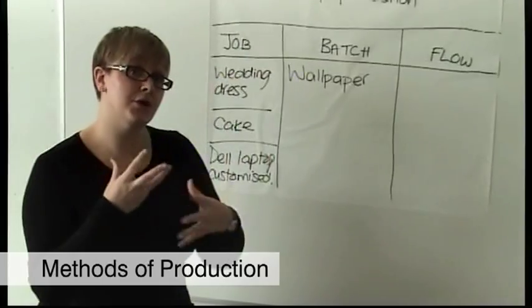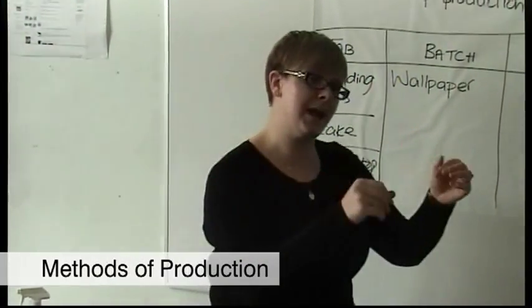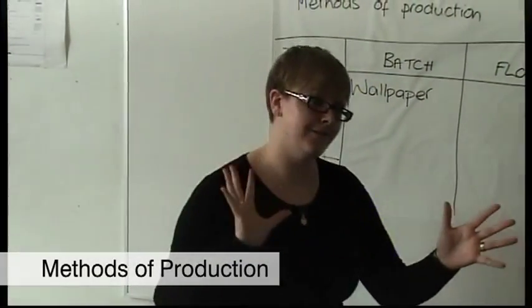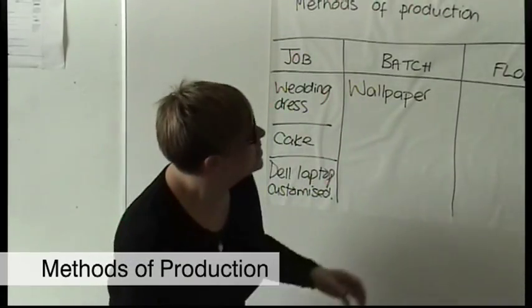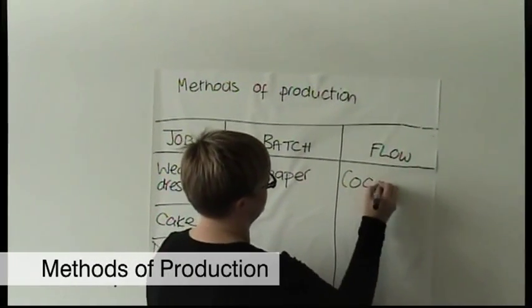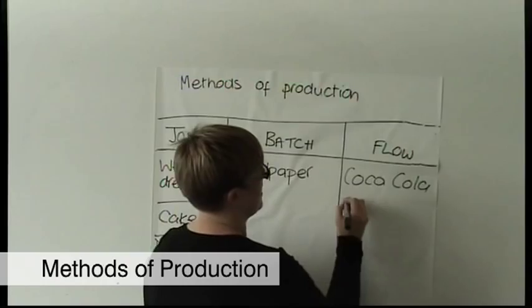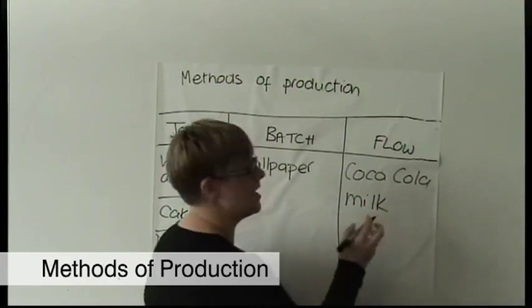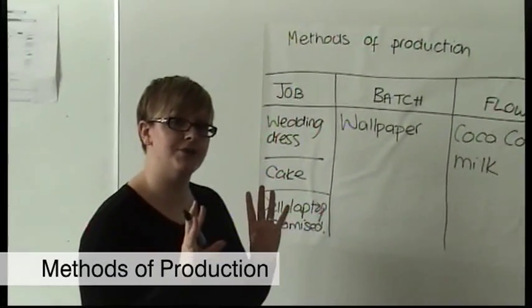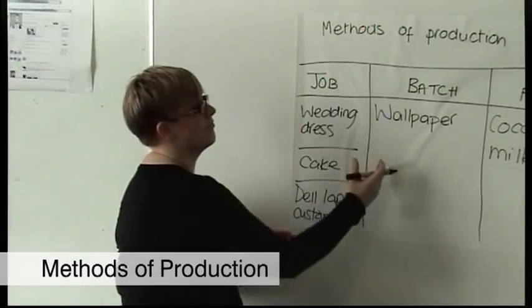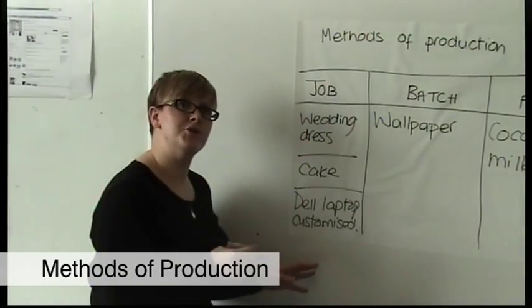And it's like mass production almost. Everything is all the same, but it flows down the factory and flows down the factory production line. So we've got things like Coca-Cola. We've got things like milk, okay, that flow down the factory production line. And they're your 3 different ways of producing products.